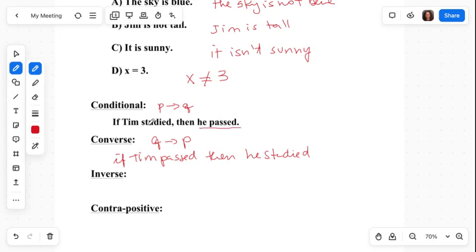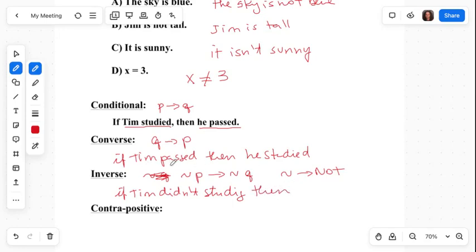Here we have Tim studied, that was the hypothesis. He passed was the conclusion, so we switch the order: if Tim passed, then he studied. The inverse is when you take the conditional statement and negate both the hypothesis and the conclusion. So if not P, then not Q. This symbol here means not. Again, we're abbreviating there. In this case, we can say if Tim didn't study, then he didn't pass.